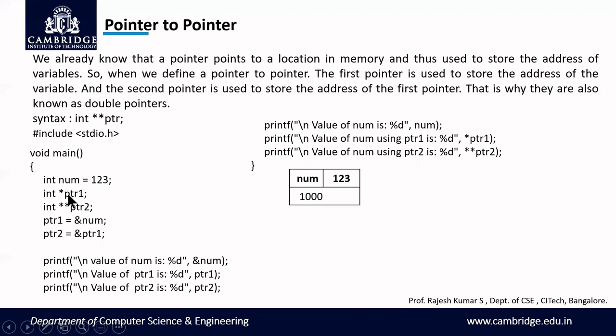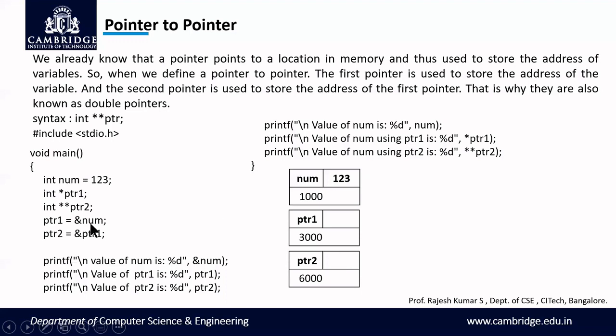Next, I am creating the first pointer, int star ptr1. ptr1 is a pointer which has its own address, and it is empty. Nothing is present in this pointer. It is not holding any value. Second, int star star ptr2 means I am creating a second pointer which has its own address, and this pointer is also not holding any value. By default it is empty.